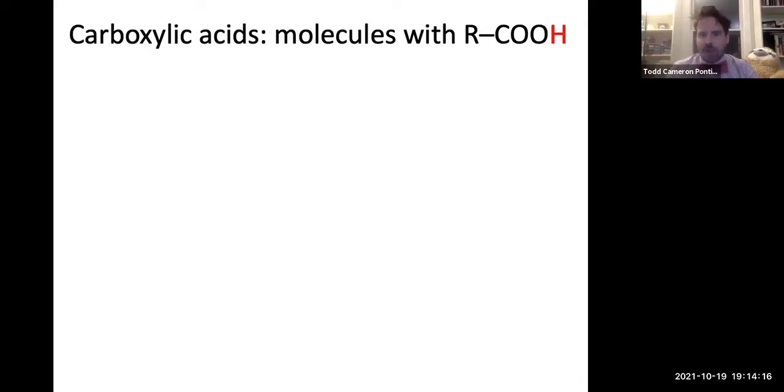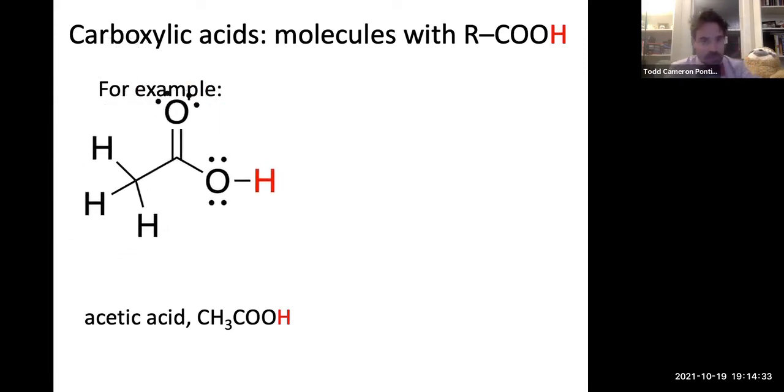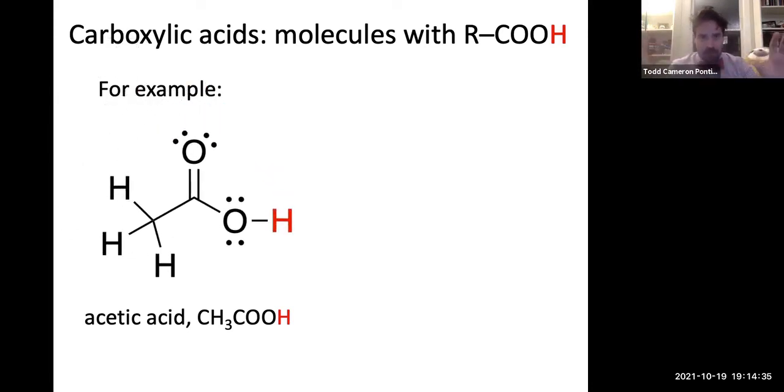Carboxylic acids, arguably the most important functional group in terms of acid chemistry. And remember, a carboxylic acid is a COOH. So 2 examples, we've got acetic acid, CH3COOH, and its structure looks like this. Oh, there we go. There we have our carboxylic acid motif.